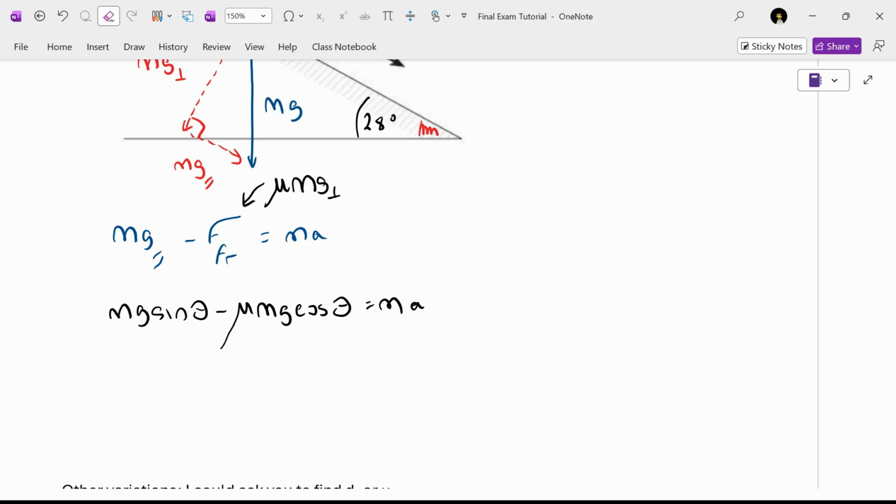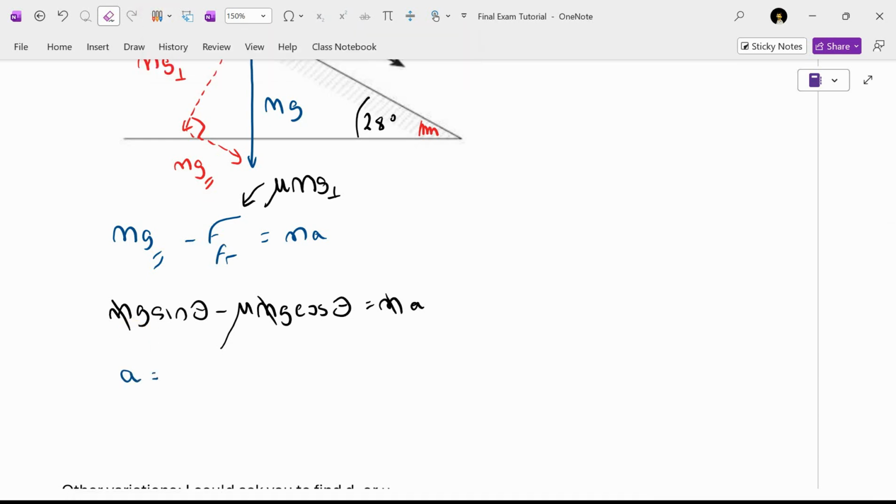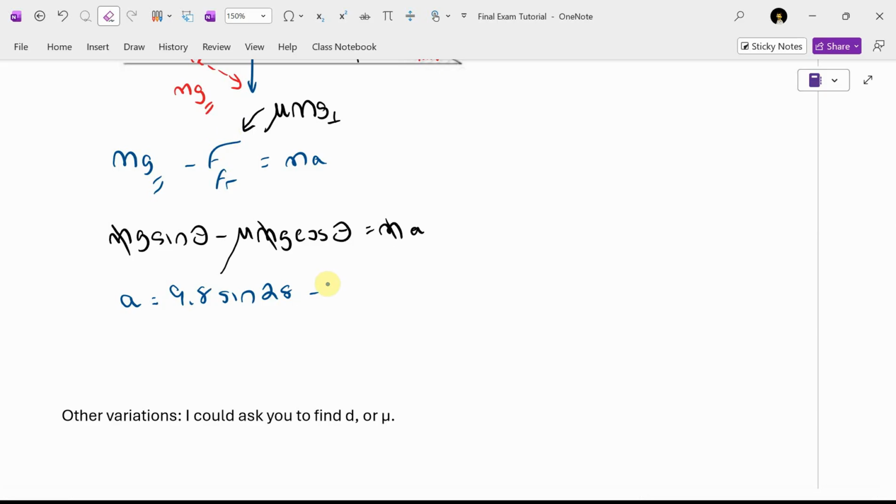ma. I kind of snuck ahead, but is there an m in the first term? Yes. Is there an m in the middle term? Is there an m in the last term? Conveniently here, masses cancel. And I can just find the acceleration. It's going to be 9.8 sine 28 minus, what's mu? I don't know, what's mu with you? 0.12 times 9.8 cos 28.